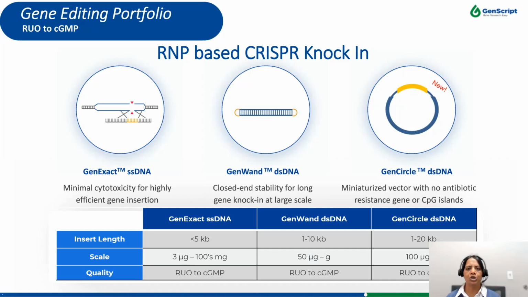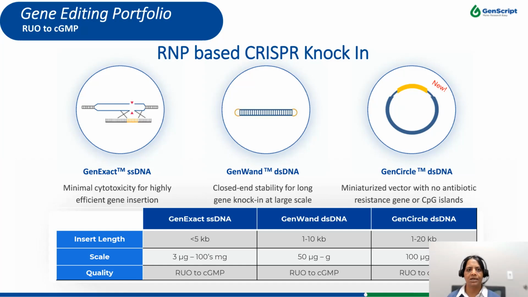Another one is the GeneWand dsDNA, which is a double-stranded DNA with a closed-end structure. This covalently closed-end linear DNA enhances the DNA stability and reduces the risk of non-homologous end joining, thereby improving the accuracy of knock-in. It is an ideal solution for large-scale screening, process optimization, and scale-up in cell and gene therapy, and it allows inserting up to 10 kb.